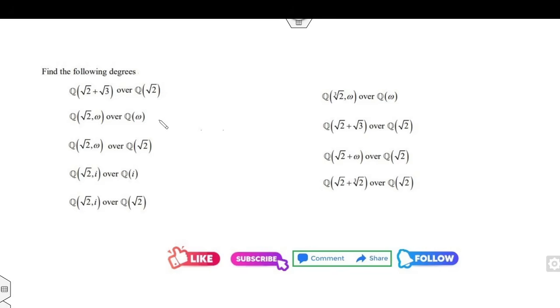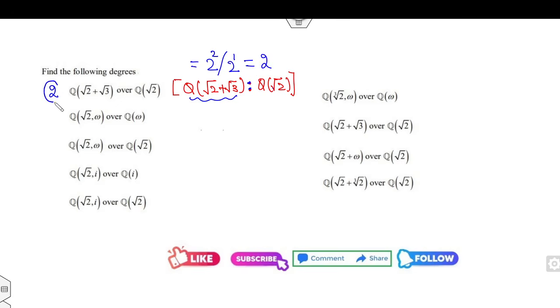You can see your target in the first case is to find Q of root 2 plus root 3 over Q of root 2. Fine. So can you write the answer in a quick second? So the answer of this case, both are the square root. How many times? 2 times. Because it's the quotient divided by how many prime numbers? Only one number. So 2 raised to power 2 divided by 2. So the degree is 2.